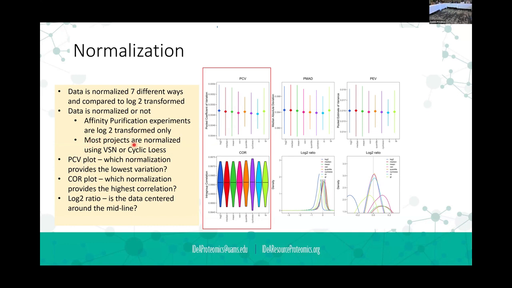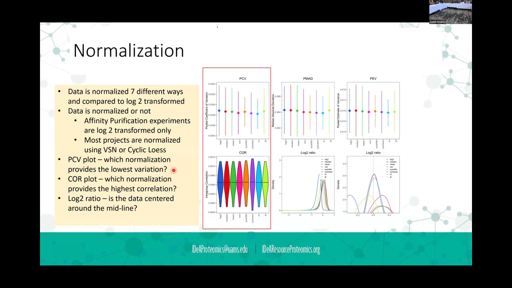But most of our projects, if you look at them, are normalized either using VSN or cyclic loess. I'm not going to go into the statistical nuances of how they do those, but those are two different packages that normalize. So this PVC plot: which normalization provides the lowest variation? That's what we're looking for up here. If there was one that was a lot lower than the others.